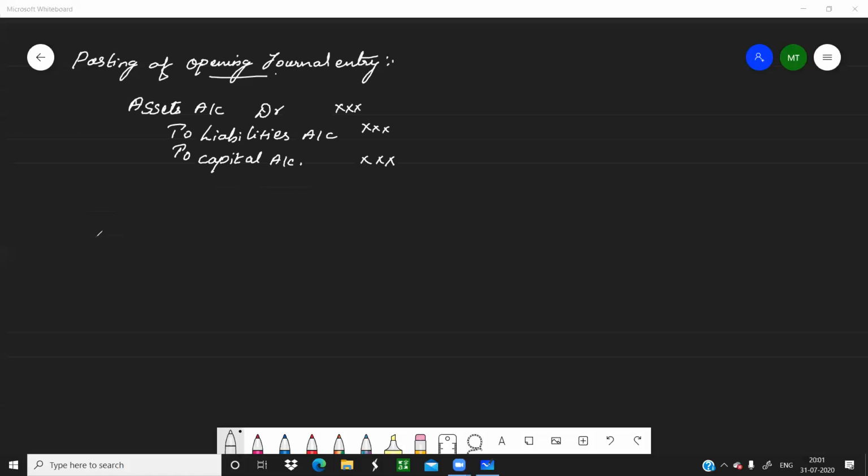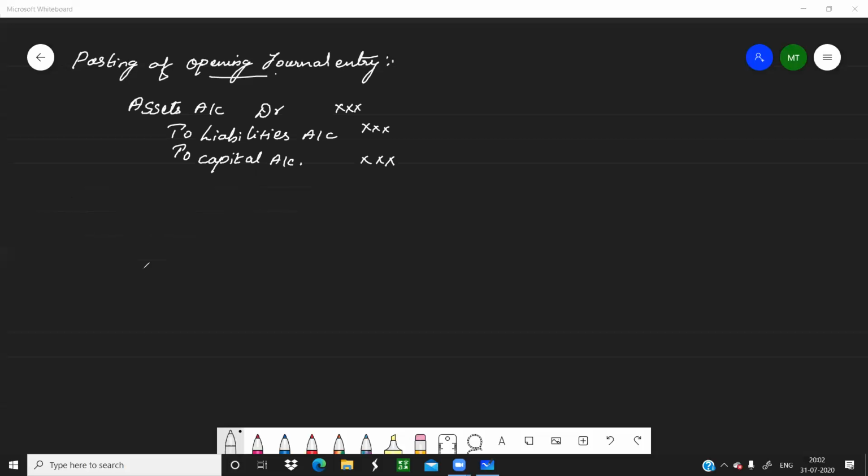Two steps in the posting of opening accounts. First one is the item debited in the opening account is entered in the debit side. Then, the balance brought down is written in the particulars column with the respective amounts in the amount column.